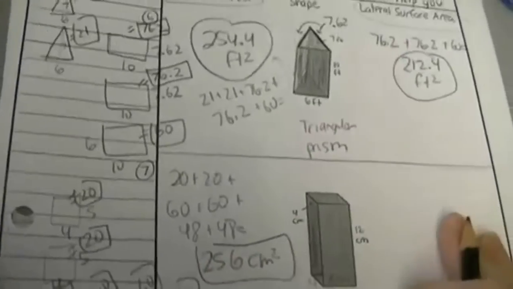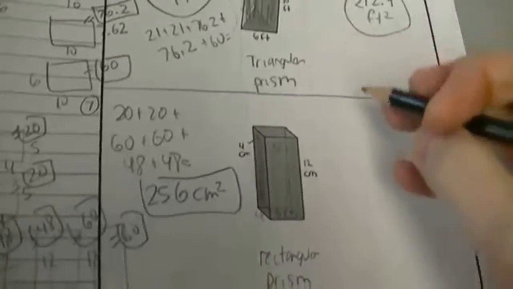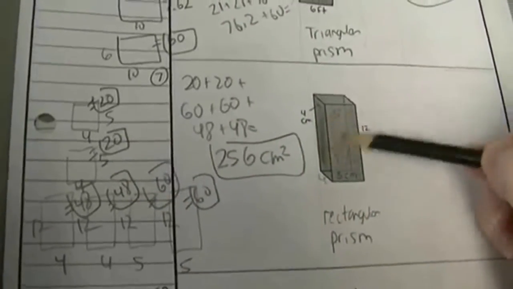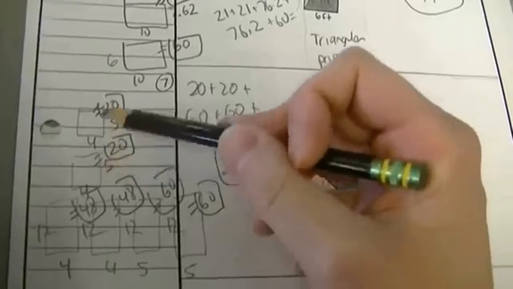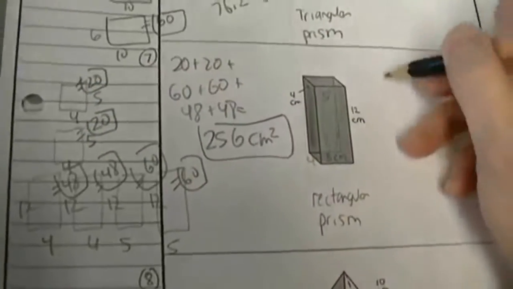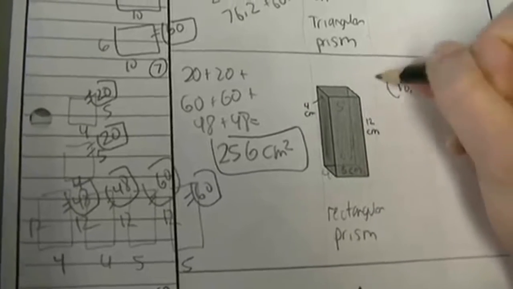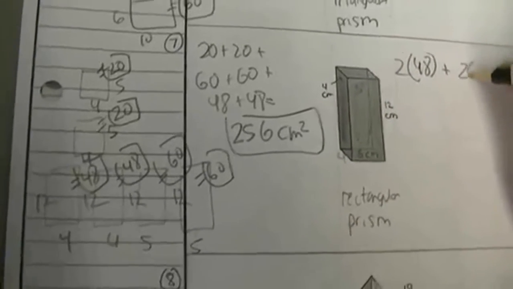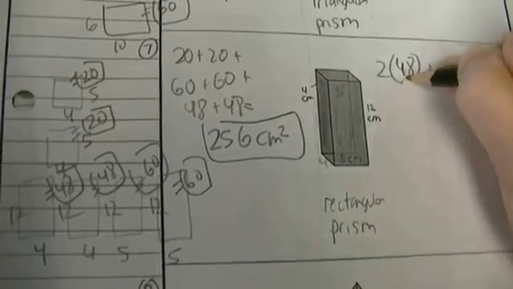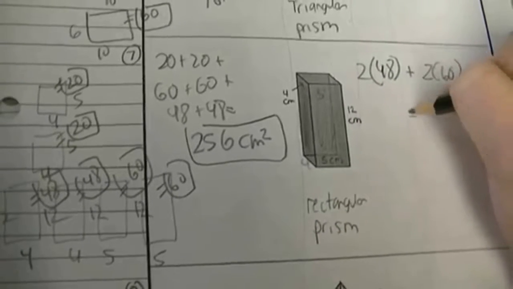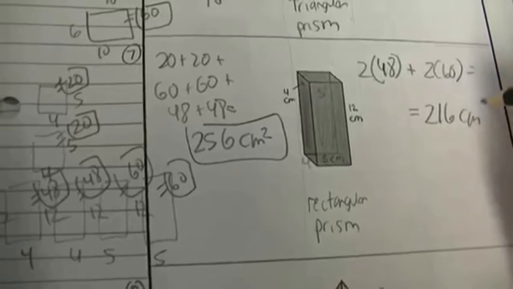Remember, call me out if I make a mistake, because it's totally possible. All right, so now for the lateral surface area, you do all the sides. Do not include the 20s. Don't include the base and the top. So it just would be 48. You can go 48 times 2, there's 2 of them, plus 2 times 60. Do that first, and then do that, and you would get 216 centimeters squared.